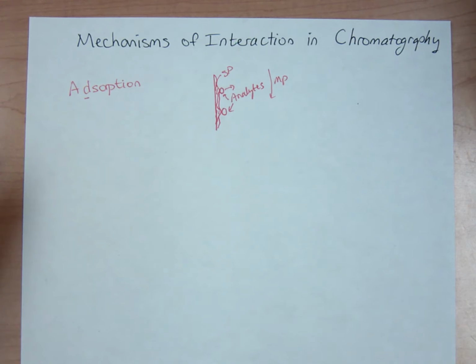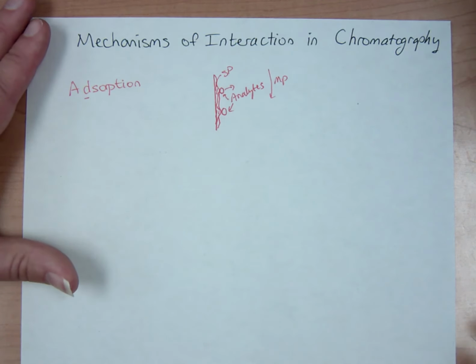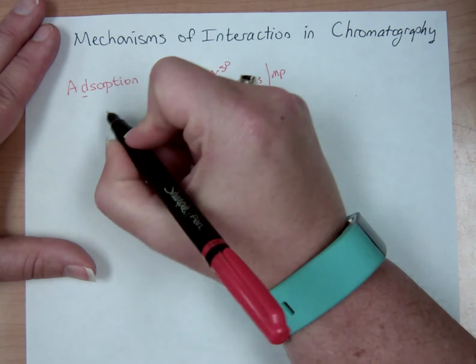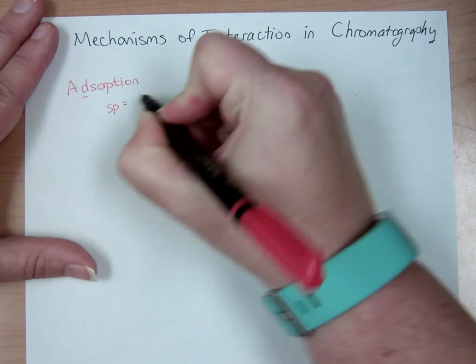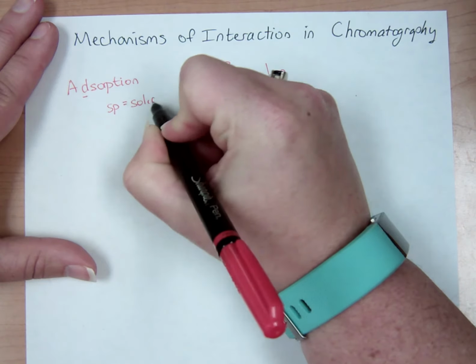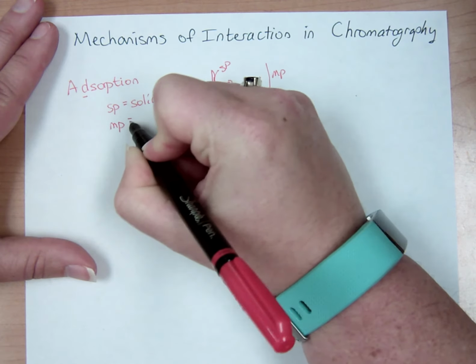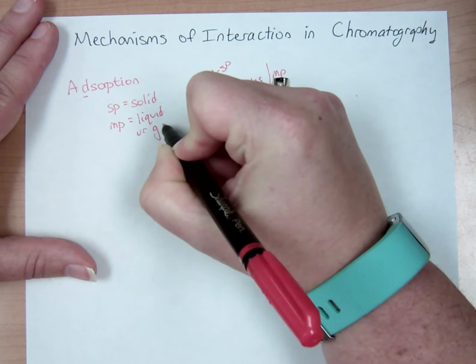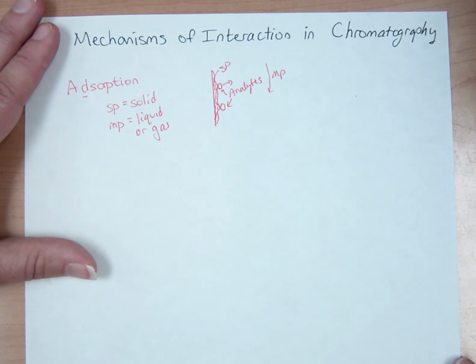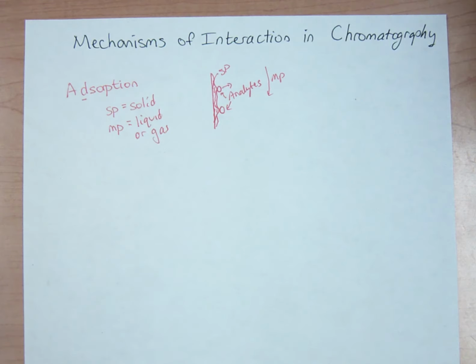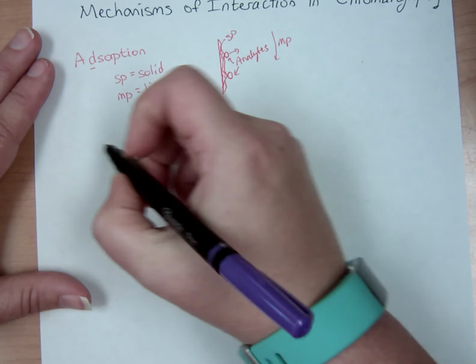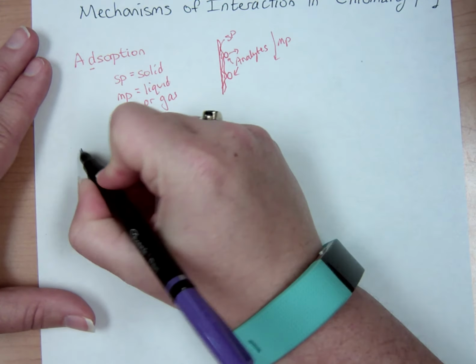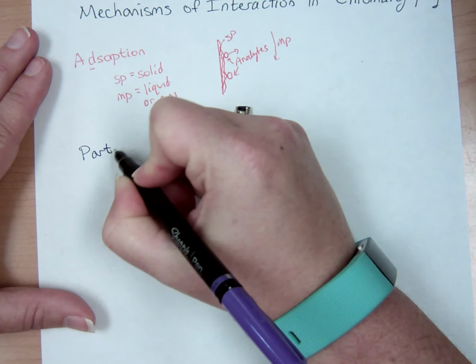Okay. Now in adsorption chromatography, our stationary phase here is typically a solid, and we can have a mobile phase be either a liquid or a gas. Okay. So that's the first type, that's adsorption chromatography. The next type of mechanism that we can have is called partition chromatography.